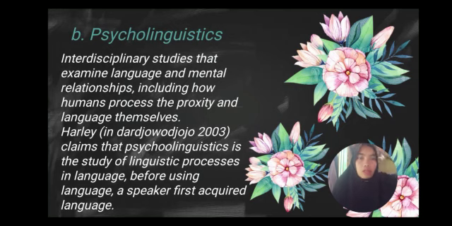B. Psycholinguistics, an interdisciplinary study that examines language and mental relationships, including how humans process language itself. Hartley and Jojo 2003 claimed that psycholinguistics is the study of linguistic processes in language use, before a speaker first acquires language.